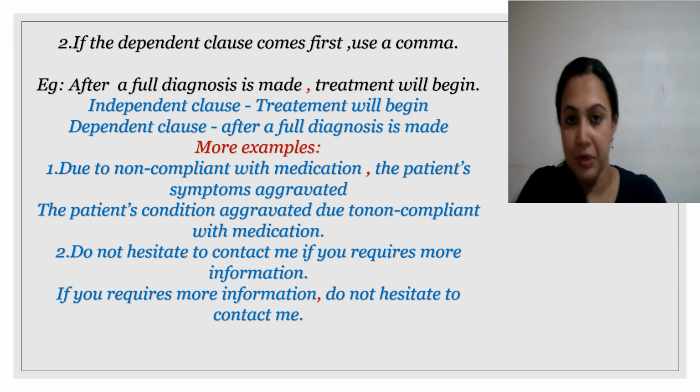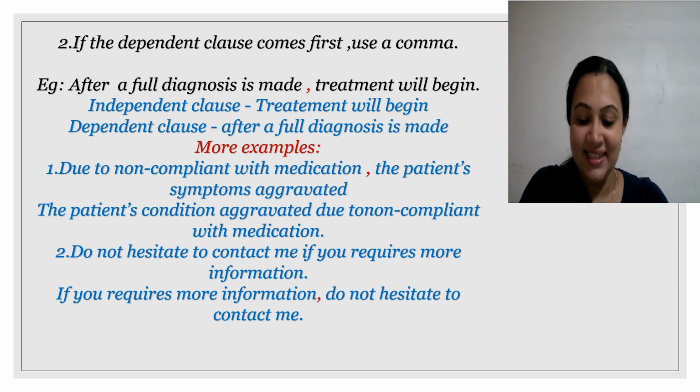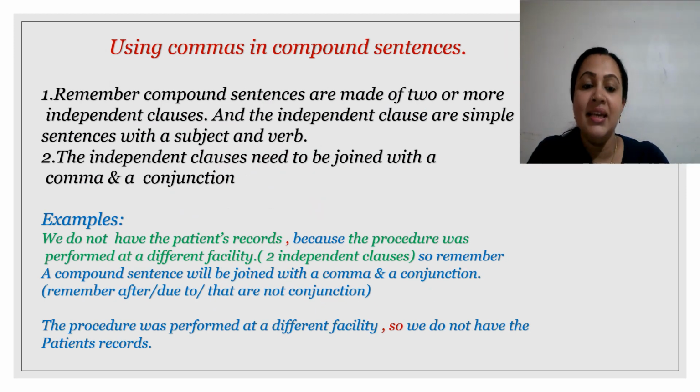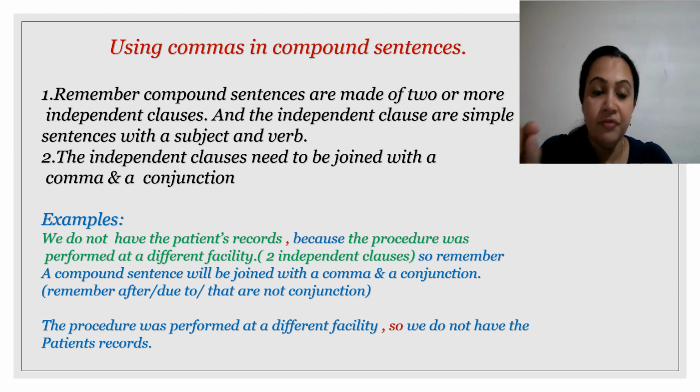Do not hesitate to contact me. Okay, so I hope that's clear. Now we can see when to use commas in a compound sentence. A compound sentence means you will be having two independent clauses. So remember that when you are writing a compound sentence, it is made of two independent clauses.